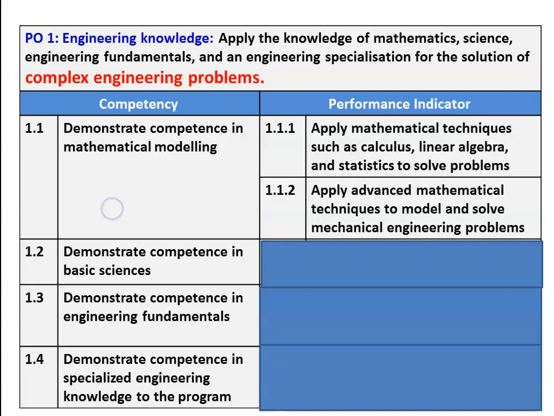So what are the performance indicators? 1.1.1: apply mathematical techniques such as calculus, linear algebra, or statistics to solve the problem. You can modify the statement based on the subjects in your syllabus. Then 1.1.2, the next level: apply advanced mathematical techniques to model and solve mechanical engineering problems. What advanced mathematical techniques are specifically used in mechanical engineering subjects? Mechanics, that is what the second performance indicator covers.